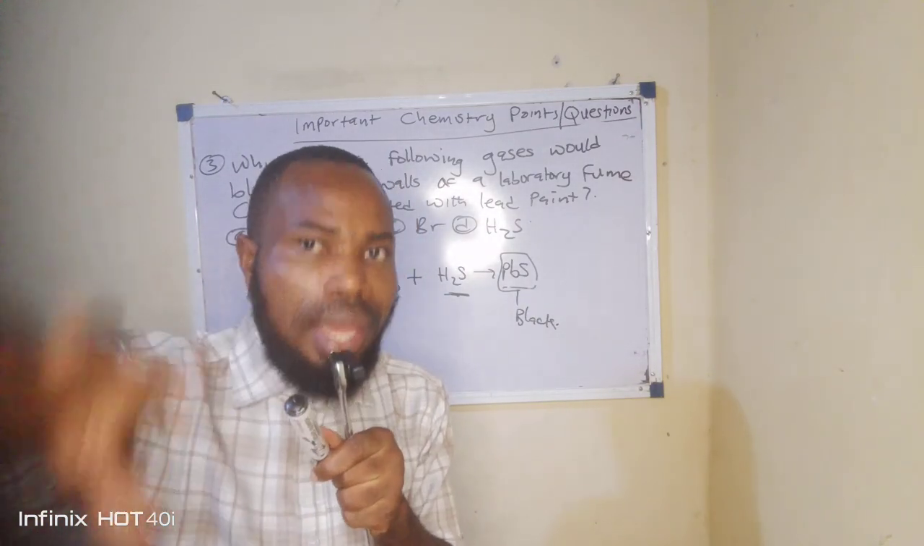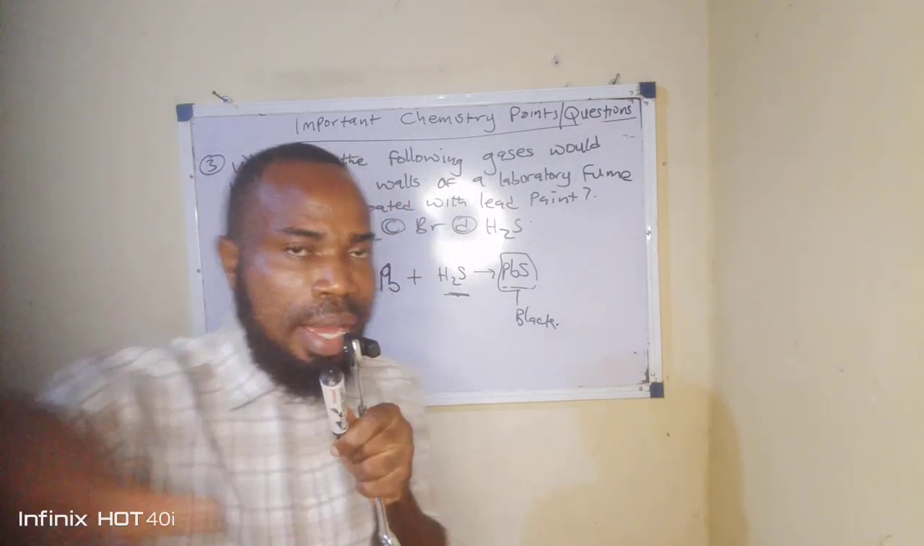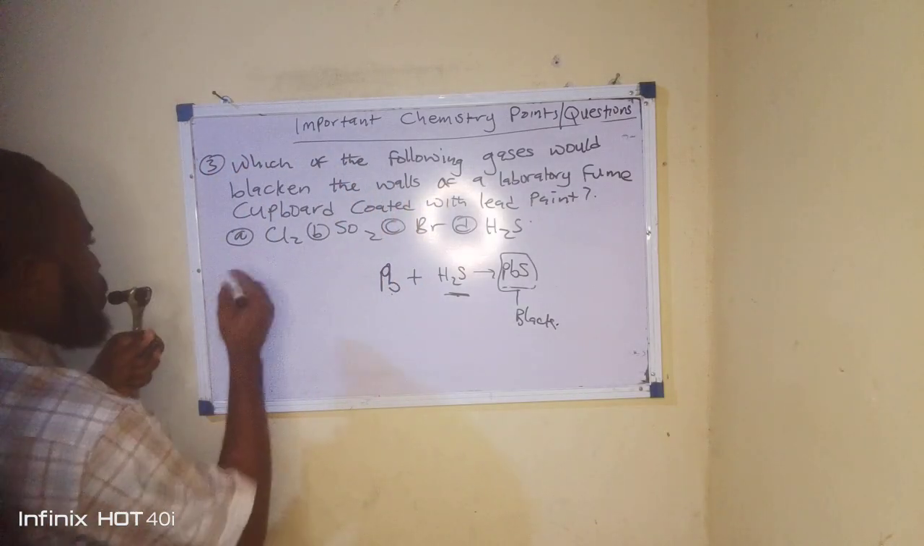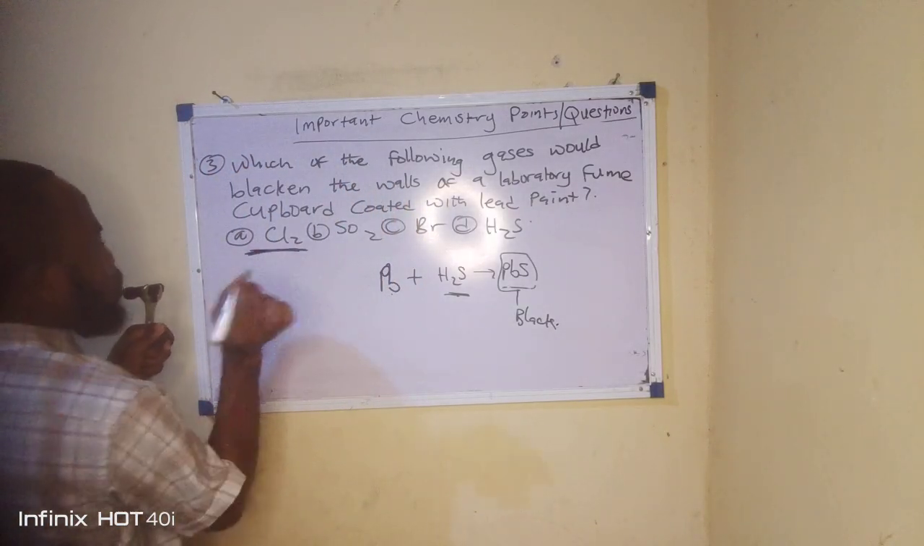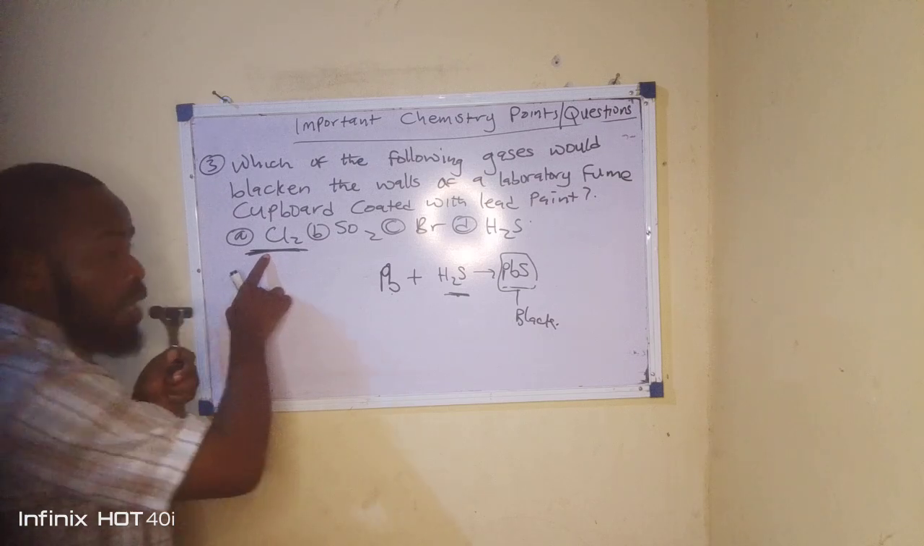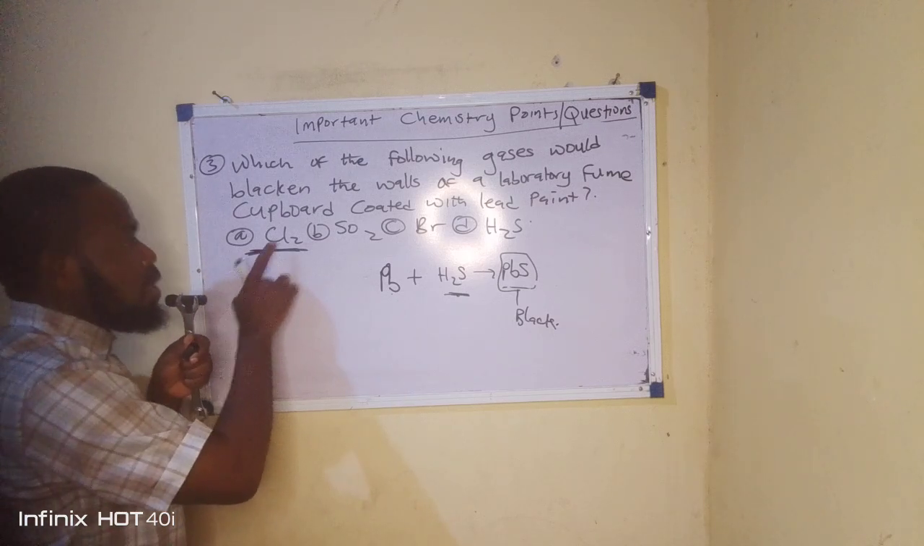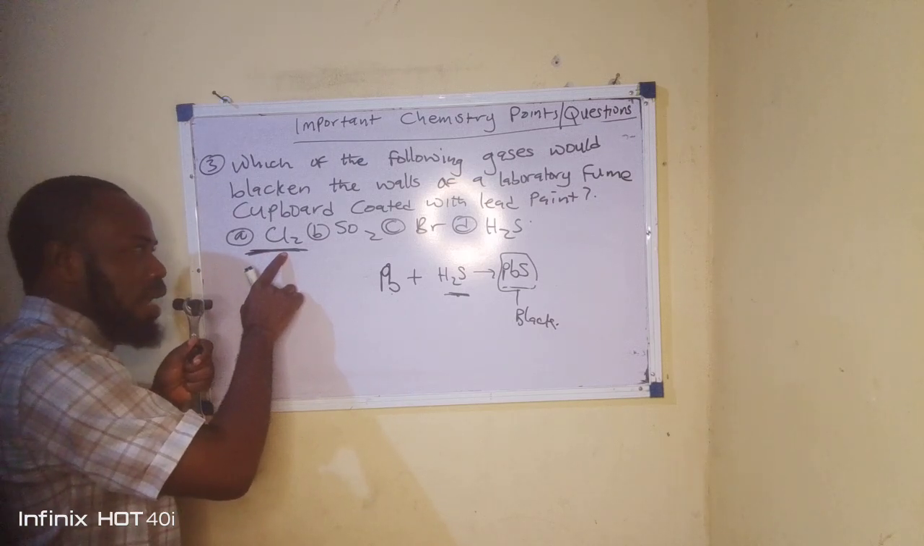That is another way in which they ask such questions most of the time. But let's go back to our options. Now, look at this chlorine. Of course, you should know that chlorine is a greenish yellow gas. It is very important to know that chlorine is used as a germicide, obviously.